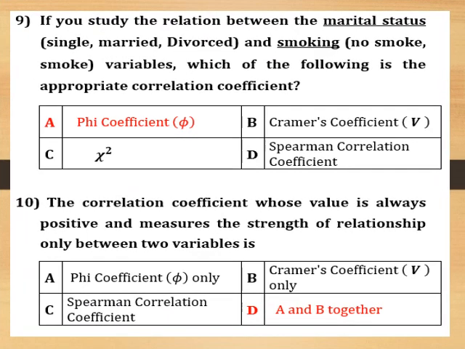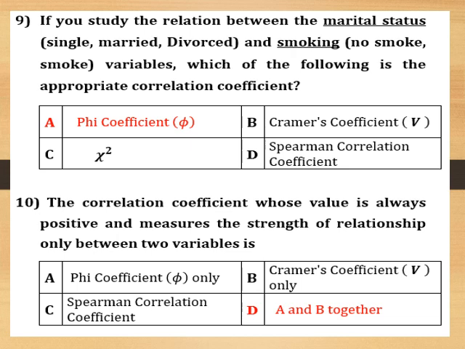Number 9, if you study the relation between marital status and smoking variables. Marital status has 3 faces: single, married, divorced. And smoking has 2 faces: no smoke and smoke. Which of the following is the appropriate correlation coefficient? This is nominal data, and one of the variables, smoking, has 2 faces, so the appropriate correlation coefficient is the phi coefficient.